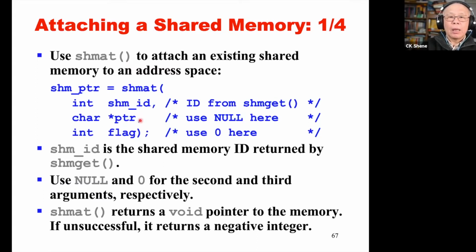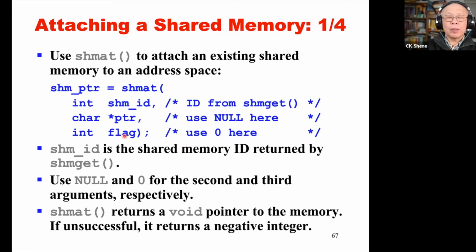Because this is an introductory course, the second argument is a pointer. Here, we just use null to save your time. And the flag here means several switches when you want to attach a shared memory. So please just use 0 there. So basically, in this course, and in particular for your programming assignment 2, you just put the shared memory ID here, followed by null, followed by 0.